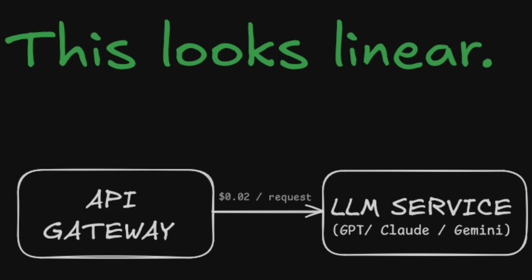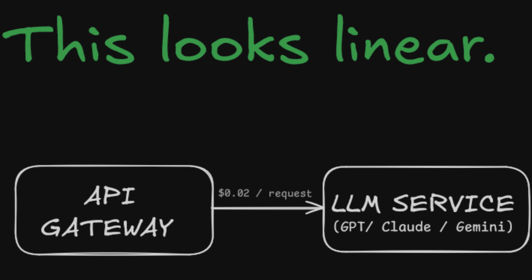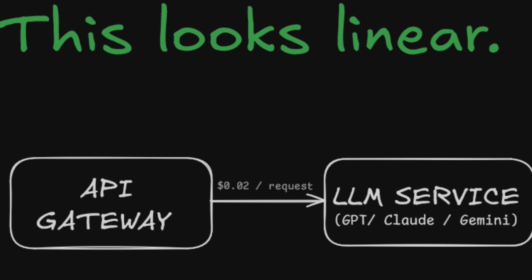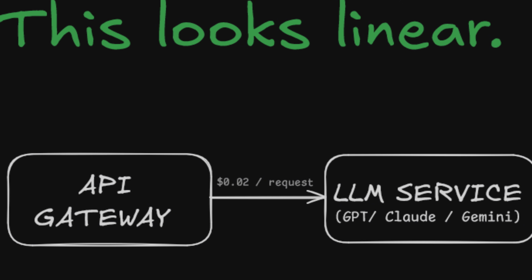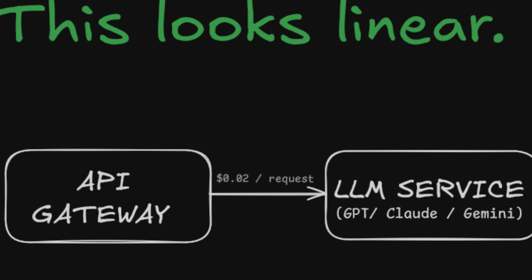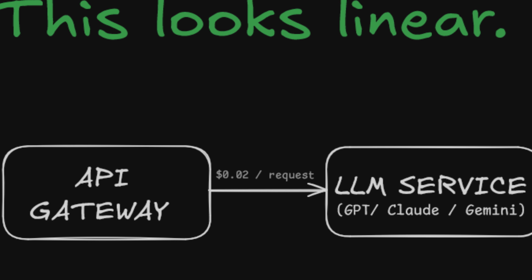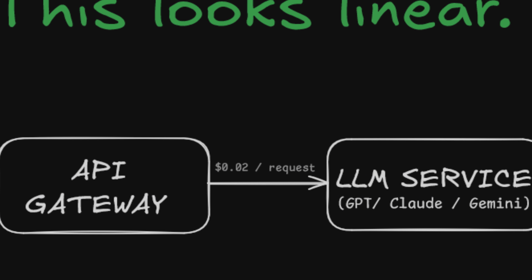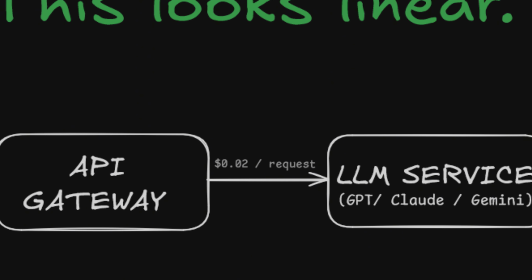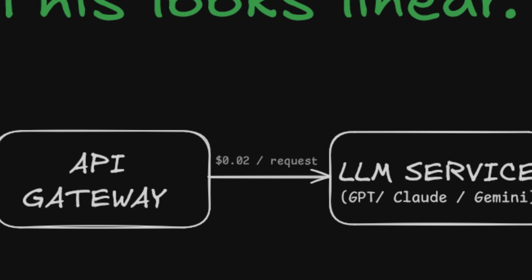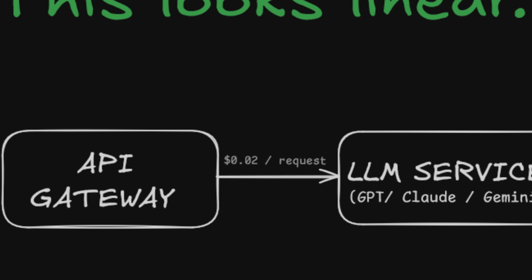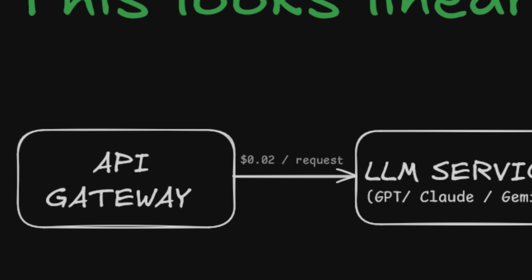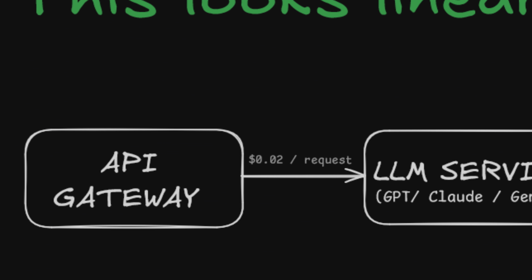Most teams model LLM costs as if they were API calls. Input goes in, output comes out. Cost equals tokens times price. That model feels reasonable. It worked for traditional services. But it collapses under AI workloads because it assumes isolation. It assumes each request is independent. No memory, no feedback, no internal decisions. But modern AI systems don't behave like stateless services. They behave like agents. They observe, they evaluate, they decide what to do next.